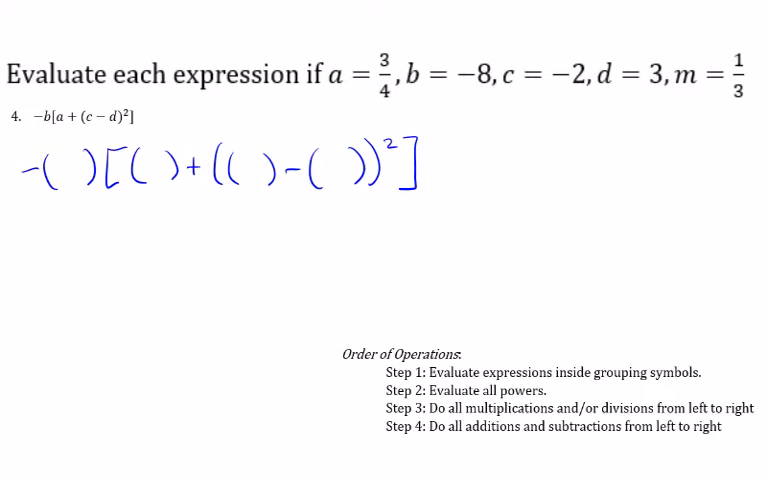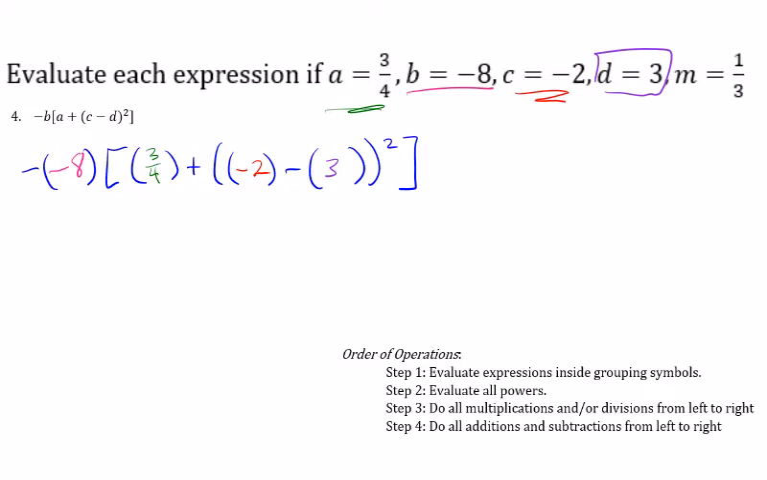So, all right. Here, I'm going to plug in -8 for b. A is 3/4, so I'm going to put that in here. C is -2. And D is 3. All right, so now I can operate, right?